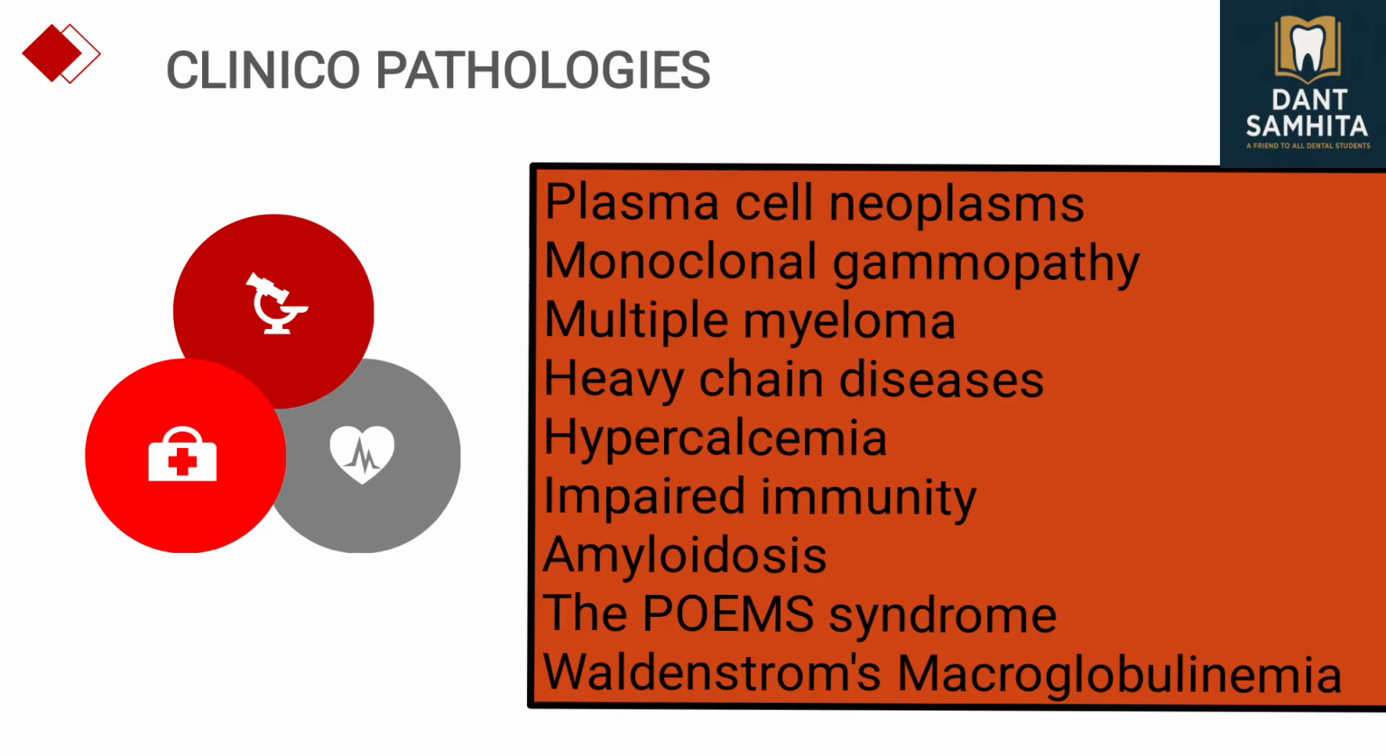But the first thing you have to do is know the names. If you know the names, it becomes easy. Then, what are the diseases that can be caused due to a problem in the plasma proteins? If this comes as a question with 4 options, you should know at least these names: plasma cell neoplasm, monoclonal gammopathy, multiple myeloma, heavy chain diseases, hypercalcemia, impaired immunity, amyloidosis, the POEMS syndrome, and Waldenstrom's macroglobulinemia.